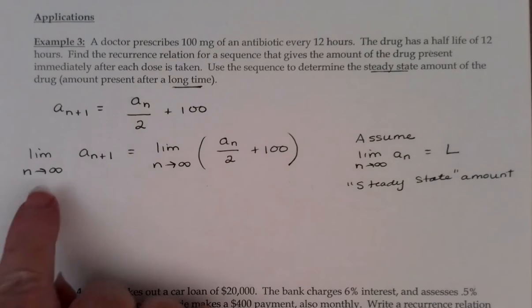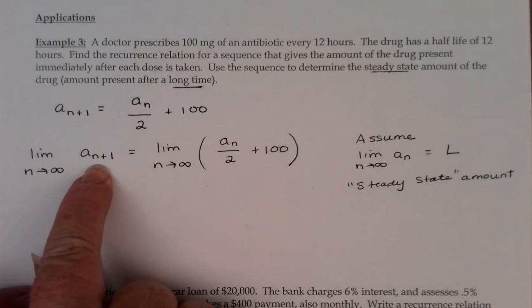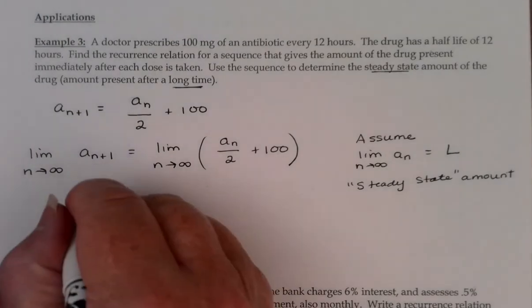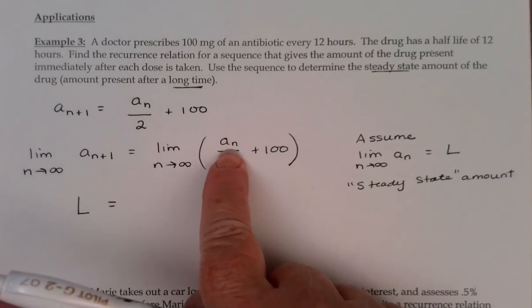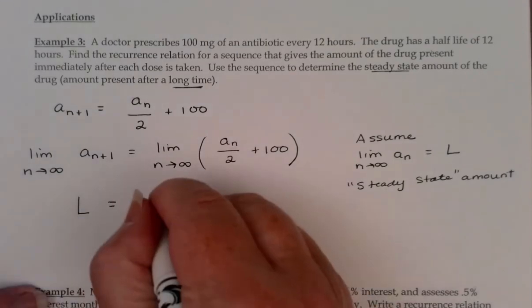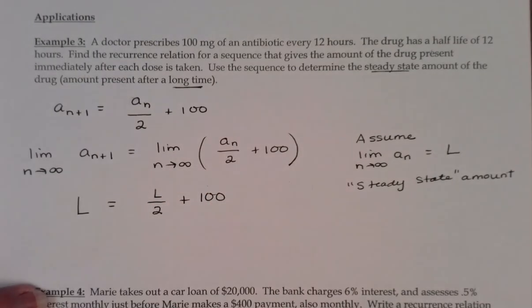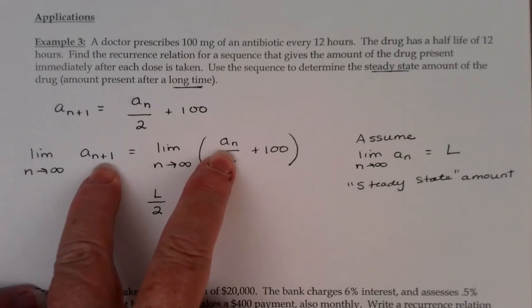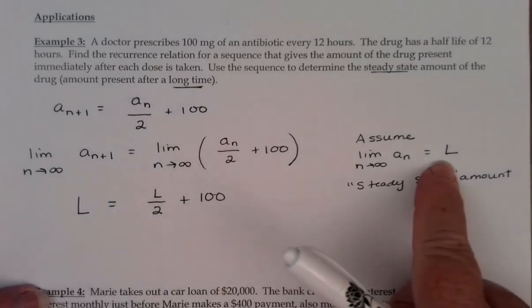That means that the left-hand side is going to approach L, because this is just the terms of the sequence, right? And this a sub n also approaches L. So I'd have L over 2 plus 100. Again, I know one of these is a sub n plus 1 and the other is a sub n. But ultimately, as n goes to infinity, the difference between a billion and a billion and 1 is negligible. They're both going to the same limit, L.